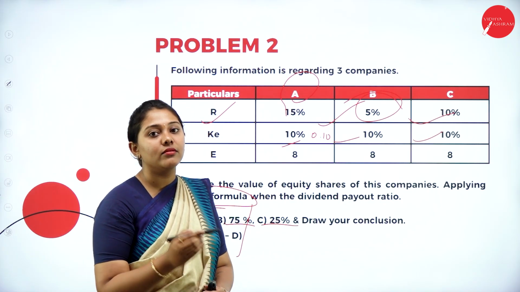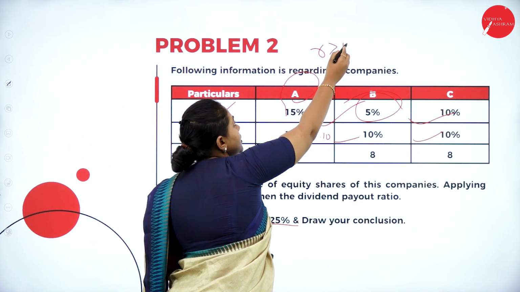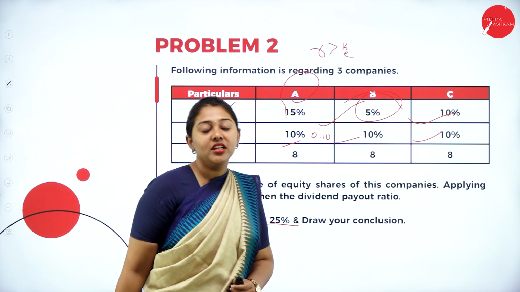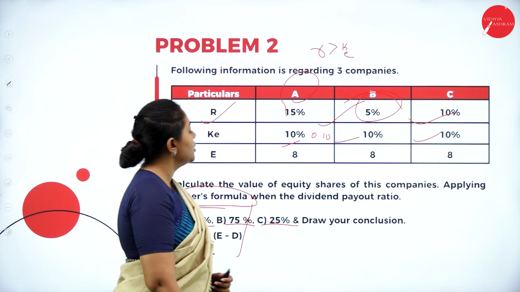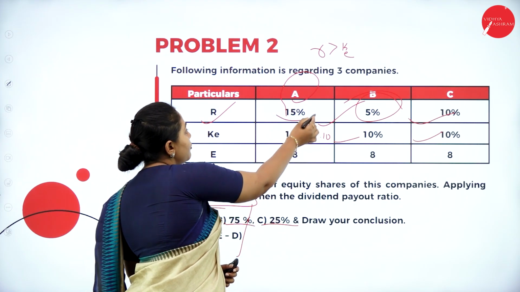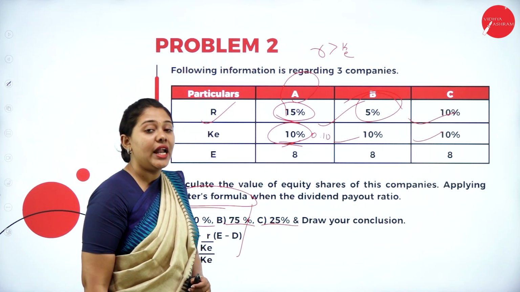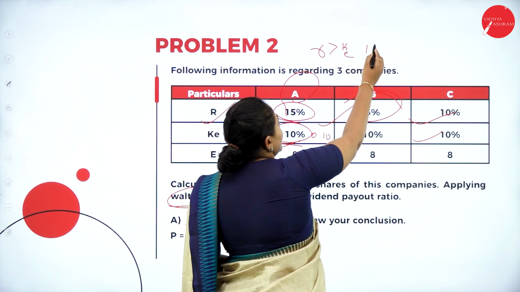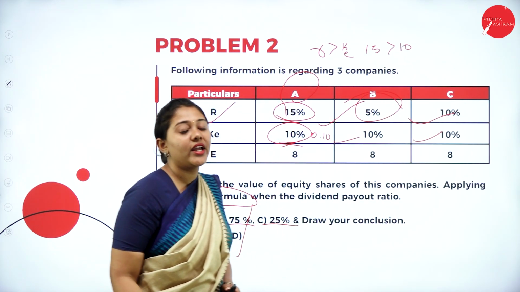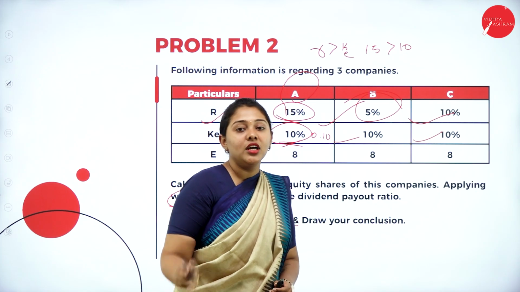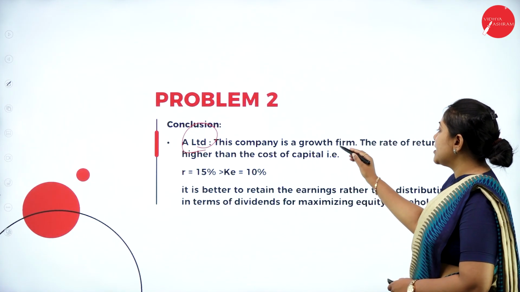So what is a growth firm? When the rate of return is greater than the cost of equity, the company will be a growth firm. Here the rate of return is 15%. The cost of equity or the cost of capital is 10%. So 15% is greater than 10%. That is why A Limited is assumed to be a growth firm.